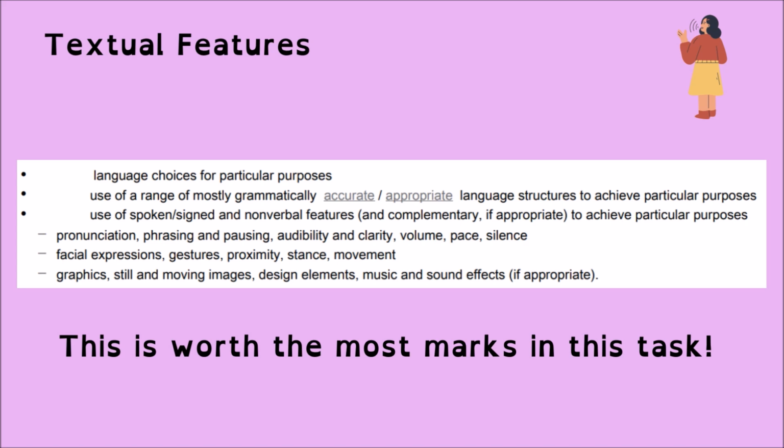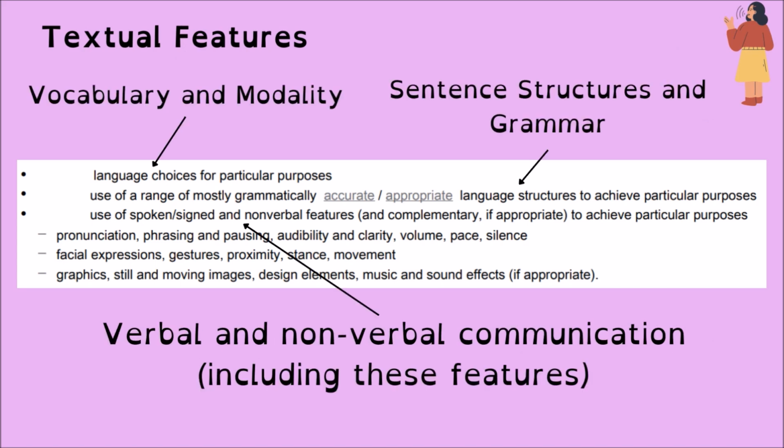Lastly, let's have a look at textual features. So this is where you get most of your marks for the task. As opposed to IA1, IA2 for textual features is more about what you say and how you say it, as opposed to your writing. So your marker isn't looking for spelling mistakes. They're not looking for punctuation. These are the things they're looking for. So let's have a look at them now.